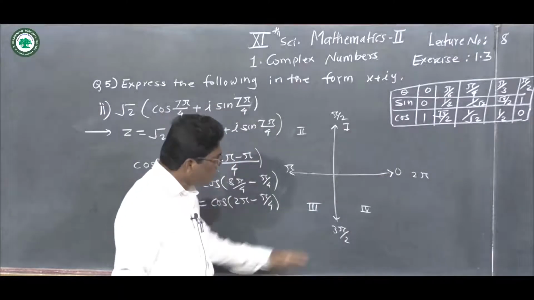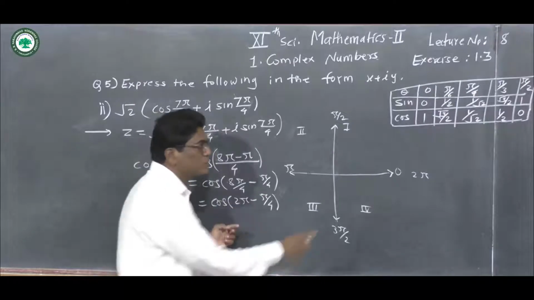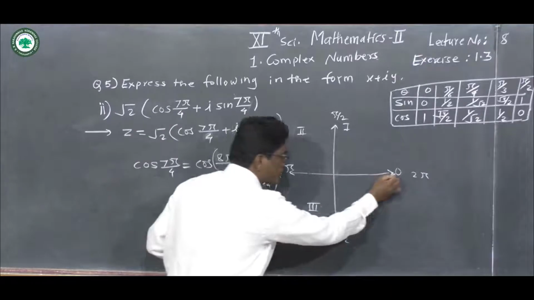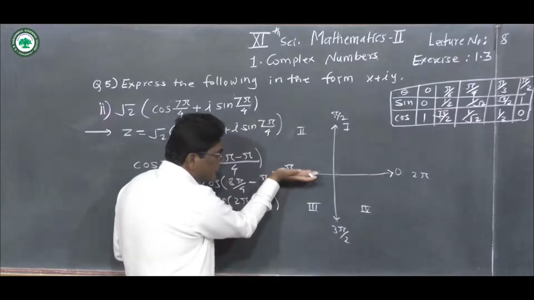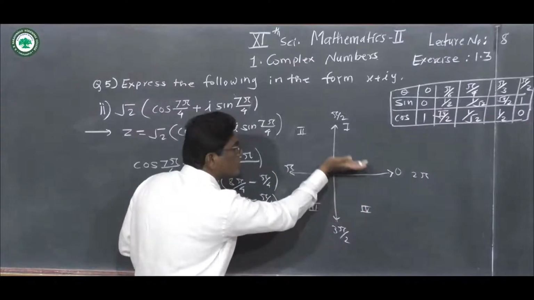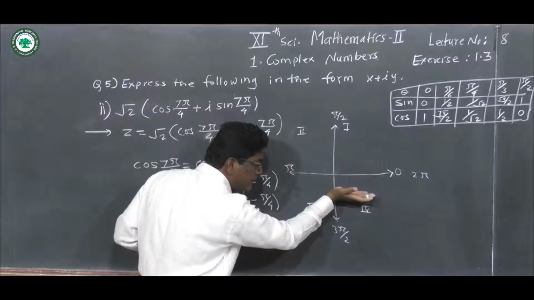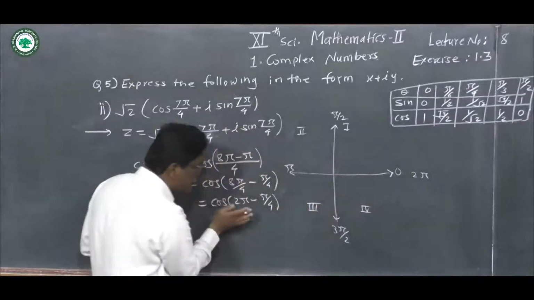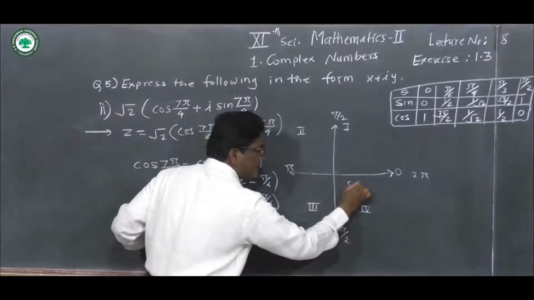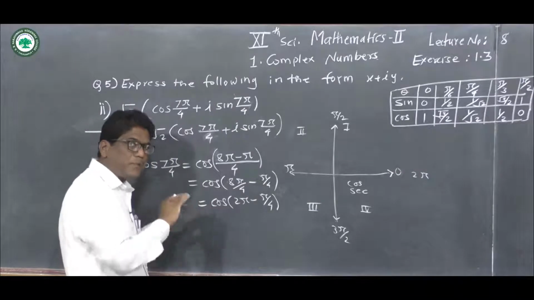Get it? Now 2 pi minus θ lies in the fourth quadrant. Here it is 2 pi, here pi. So here pi minus, here pi plus. Here 2 pi minus, here 2 pi plus. And now 2 pi minus angle lies in which quadrant? Fourth quadrant. And in the fourth quadrant, cos and sec are positive, and the remaining 4 are negative.